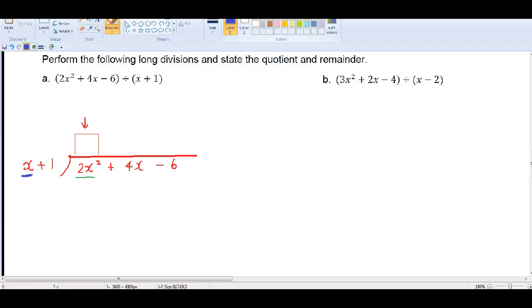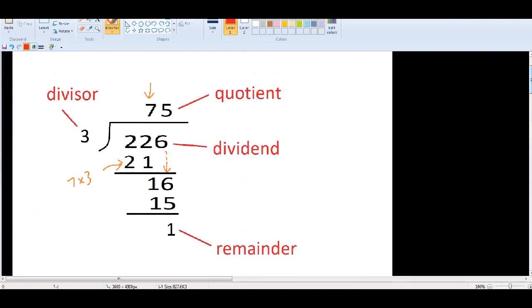So let's think about 2x squared, the leading term in the dividend, divided by the leading term in the divisor. 2x squared divided by x is 2x. Then what happens on the next line? You are going to use that 2x times the divisor, just like what we've done for the numbers.